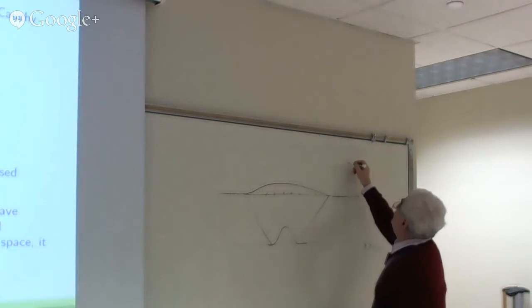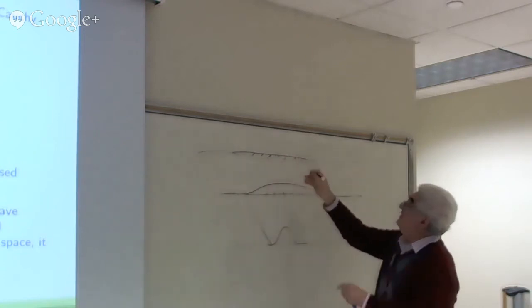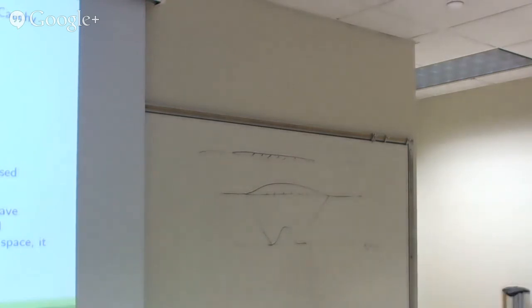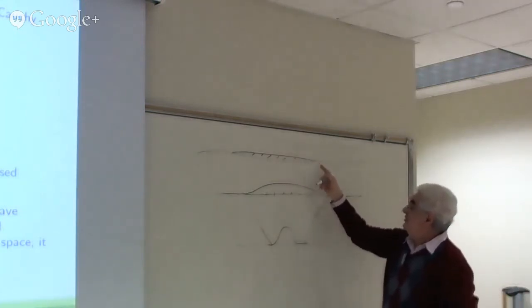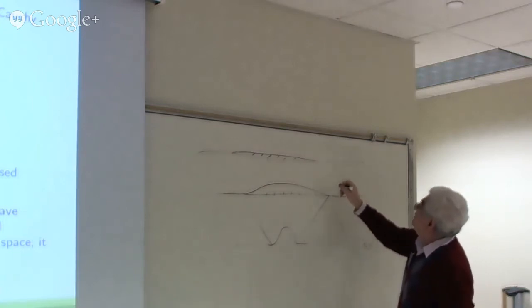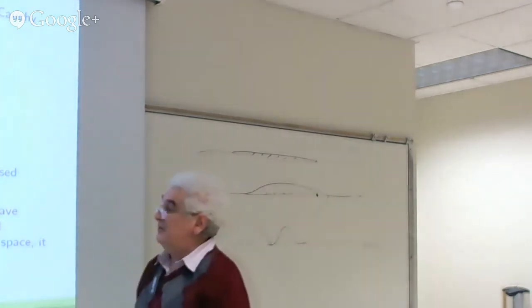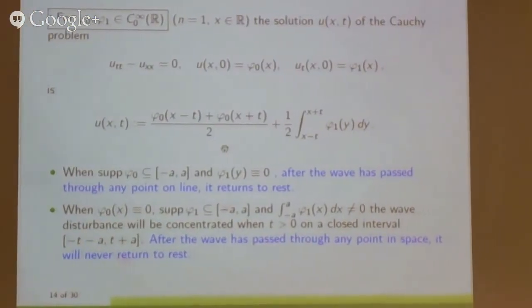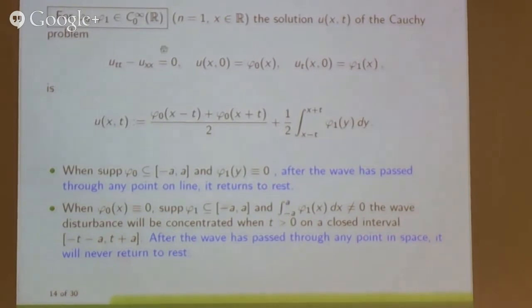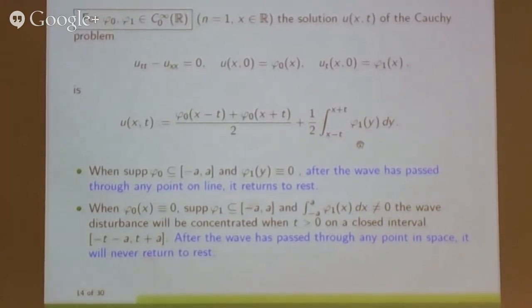And of course it will be smaller and smaller in time. Sorry for this non-perfect picture. But still, it will never be at rest at any point in X. Any point where we have some non-zero solution, then forever it will be different from zero. So we see that the Huygens principle is not satisfied for dimension one because of this second term. And therefore, this is an exceptional case, n is 1.